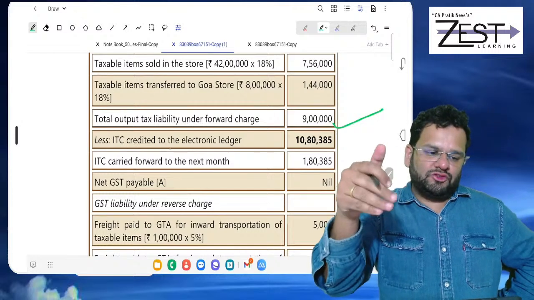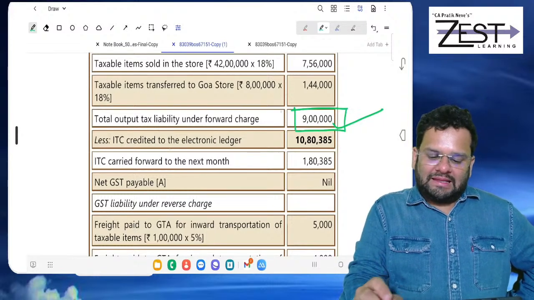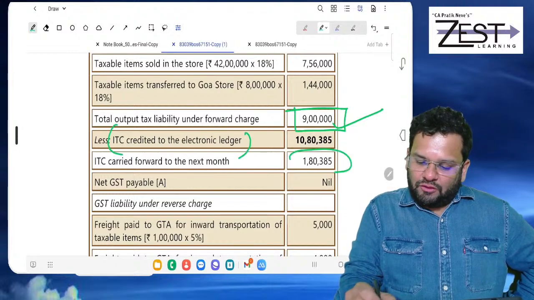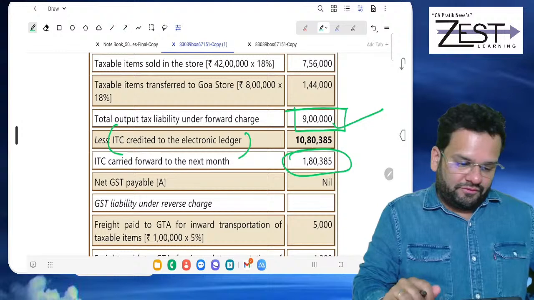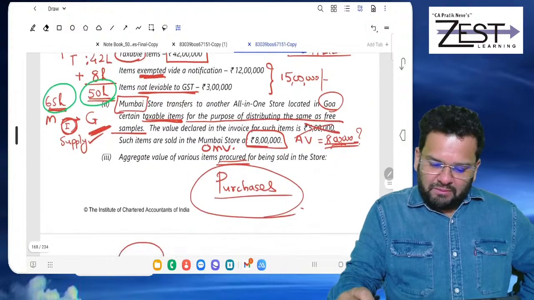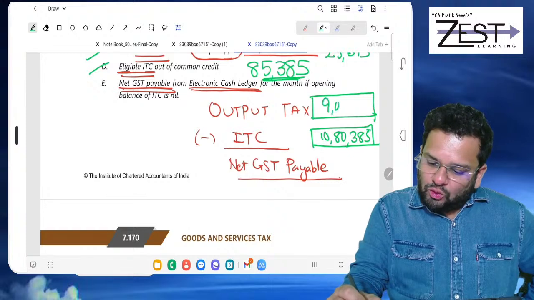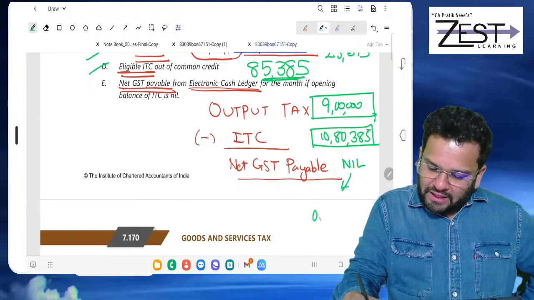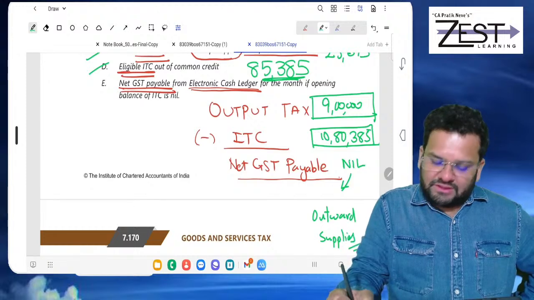Because 50 lakh was your outward supply, which is taxable. So 9 lakh. From 9 lakh, subtract ITC credited. So ITC to be carried forward to next month is 1,80,385. Are you getting it? So net GST payable eventually is nil. It is nil on outward supplies. It is nil with respect to outward supplies. Yes or no?